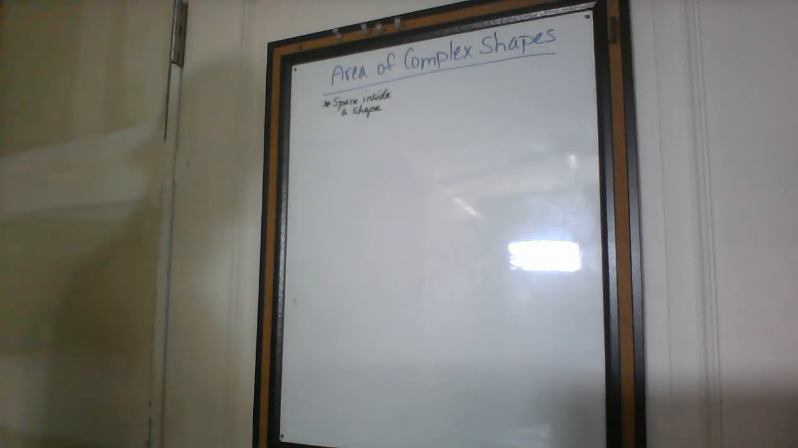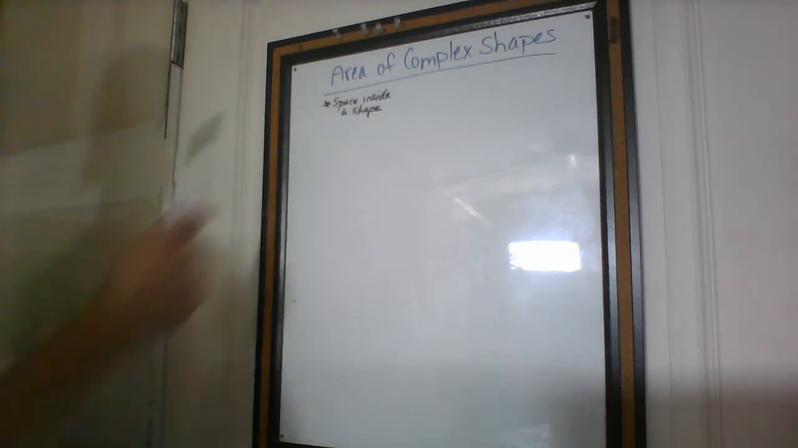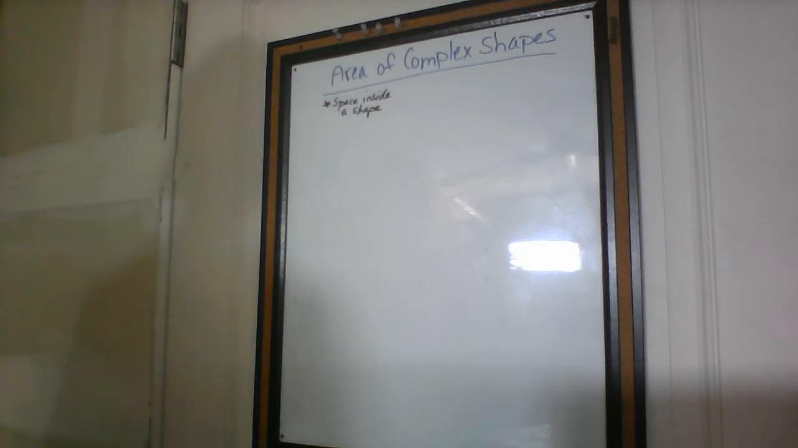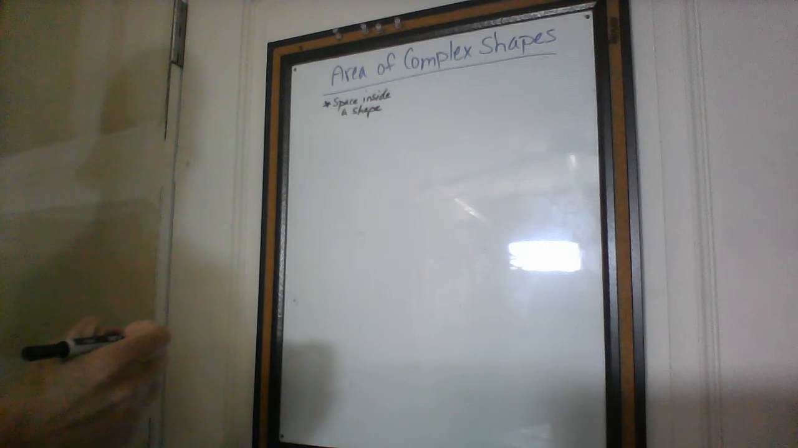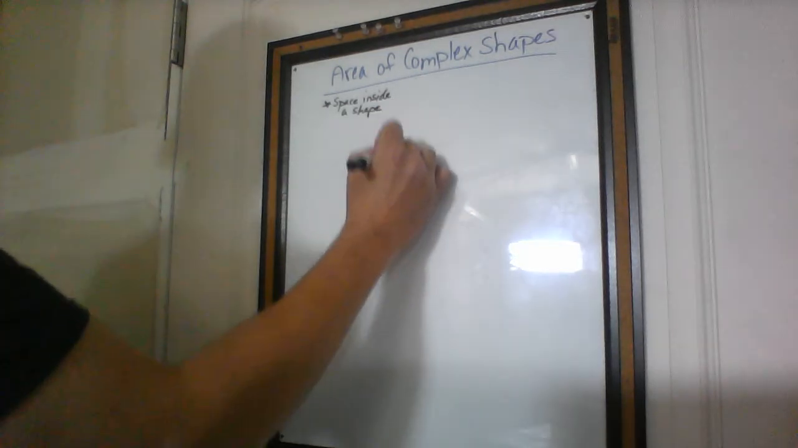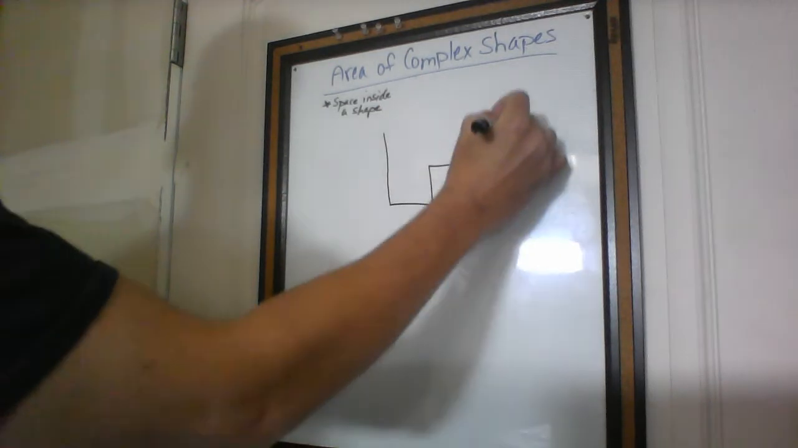We are going to build off of what we did last time with perimeter of complex shapes because we have to find missing sides. Other than that, it's going to be area compared to perimeter, so we need to find the space inside of the shape, whereas perimeter is the distance around the shape. We're going to start with our simple L shape to get this going again.